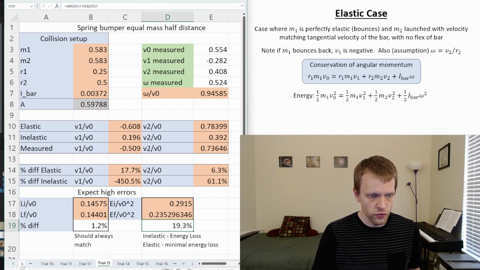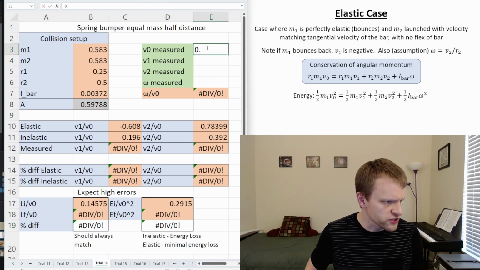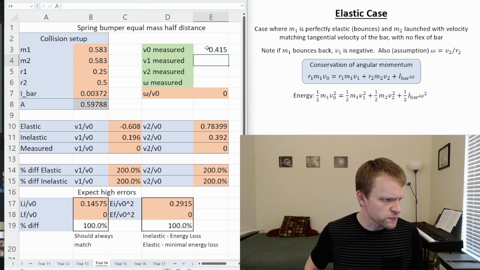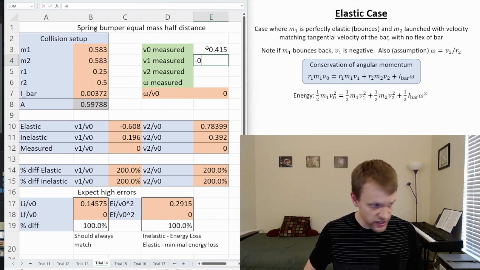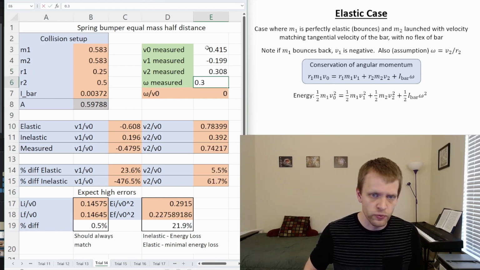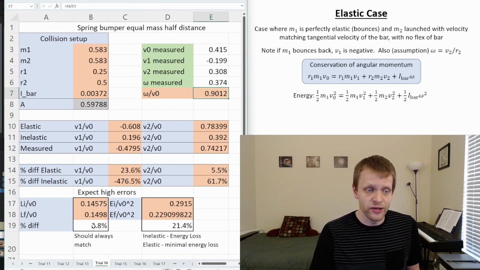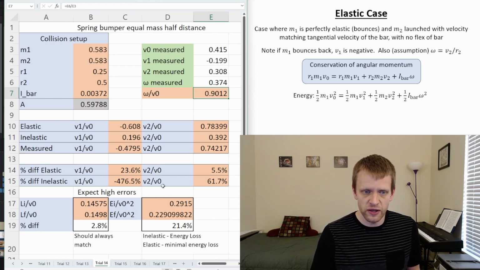Let's look at trial 14. This is also using the spring bumper, so for 14, the initial velocity was 0.415 meters per second. Velocity of cart 1 after was negative 0.199. Velocity of cart 2 was 0.308. Angular velocity was 0.374. Once again, the angular momentum was conserved to within 3%, similar amount of energy loss, and again, our velocity ratios are inside the expected ranges.